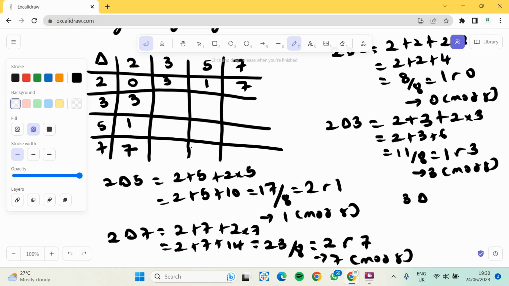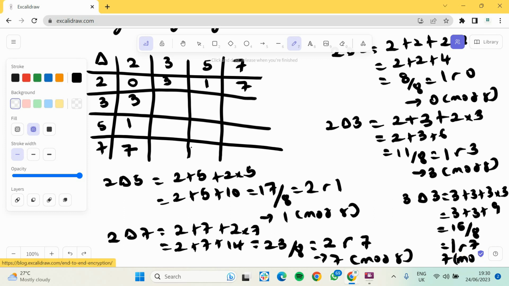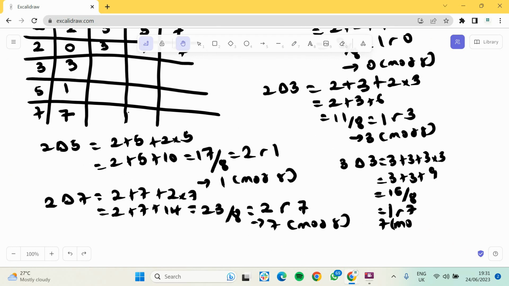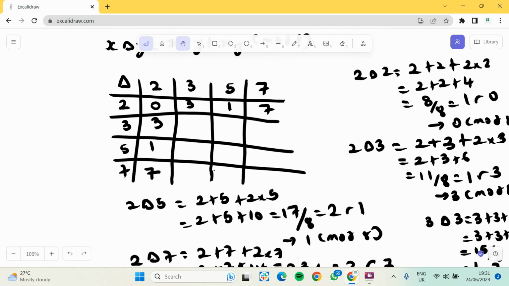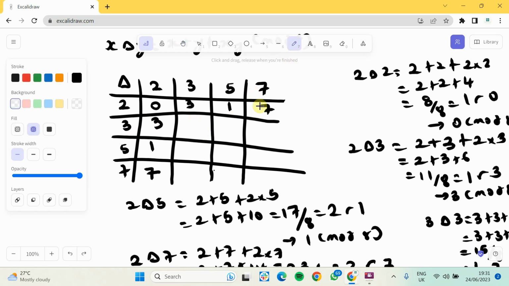So 3 operator 3, right? So this will be 3 plus 3 plus 3 times 3. So 3 times 3 is 9, right? 3 plus 3 is 6. 6 plus 9 is 15. So if I divide 15 by 8, this will give me what? 1 with the remainder of 7. So my answer is actually 7 mod 8, right? Let me just move it a little bit so that we can have a bit of space. So I'll come and I'll replace 3 by 3 with 7.